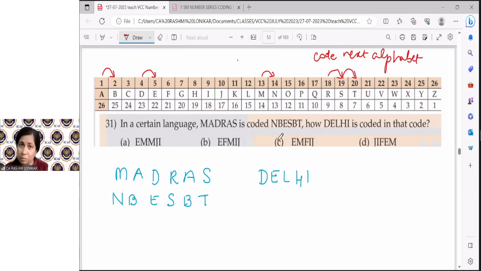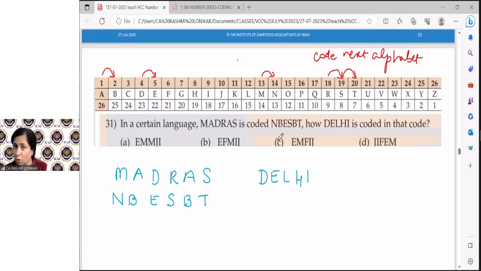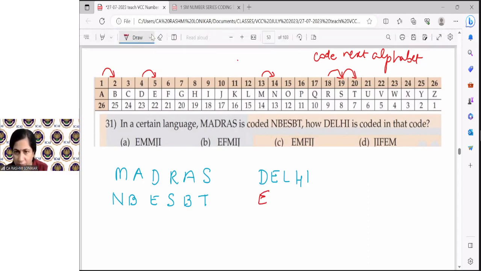It is always better that you do it for all the alphabets or all the numbers that are given, because it may happen that for the first three there is a different code and for the next three letters there may be a different code. So we don't want to take that risk. Now D, what is the alphabet after D? After D it is E.